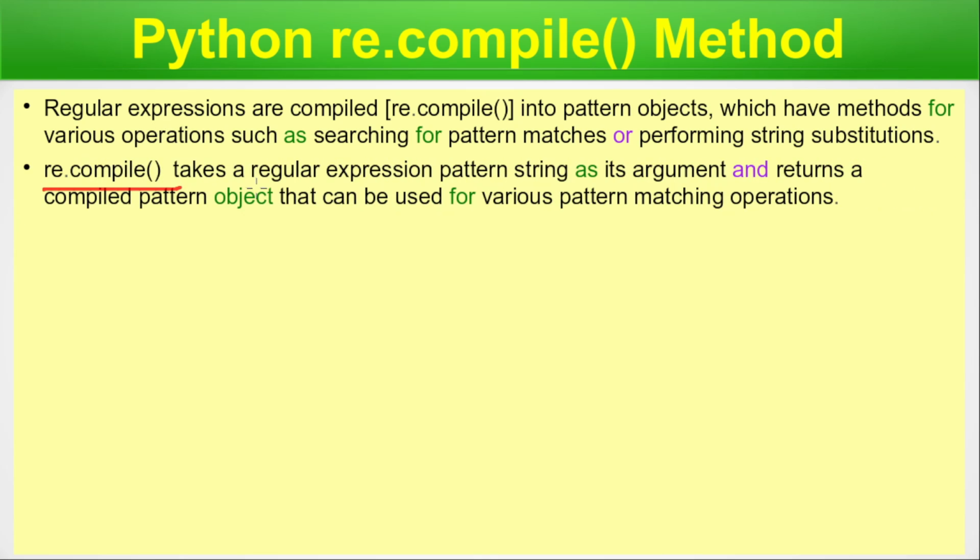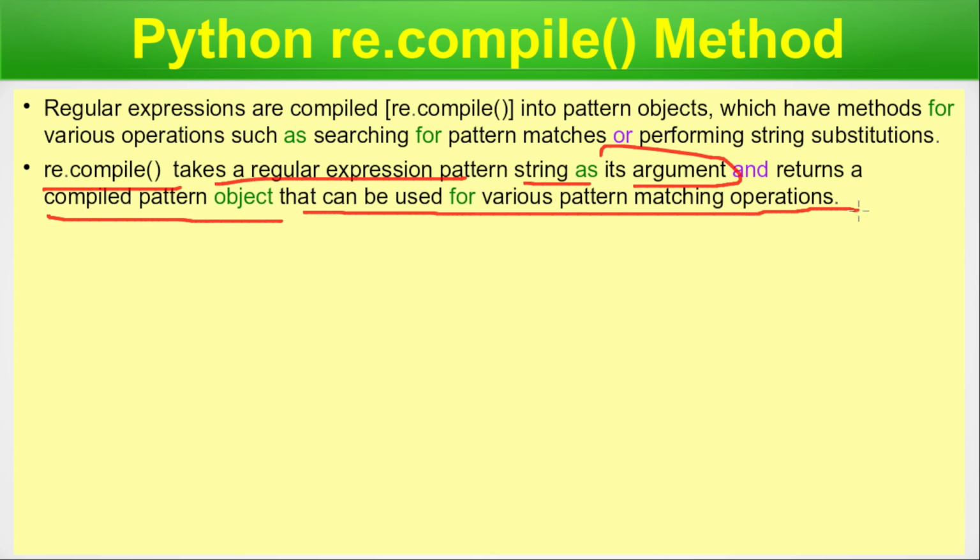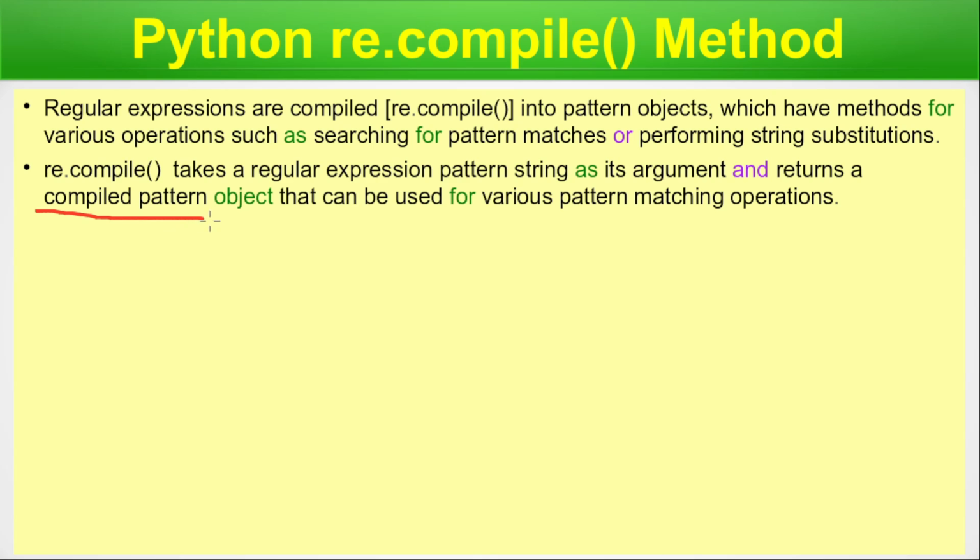Next, re.compile takes a regular expression pattern string as its argument and returns a compiled pattern object that can be used for various pattern matching operations. Now, this particular part, the compiled pattern object, let me highlight again, the compiled pattern object. This is very much different from Perl or Sed or Tcl. This part is compiled first. In the background, it will do some C++ compilation for the regular expression.